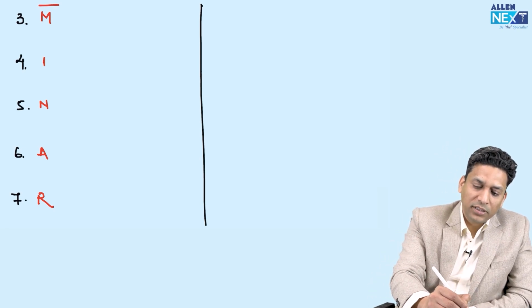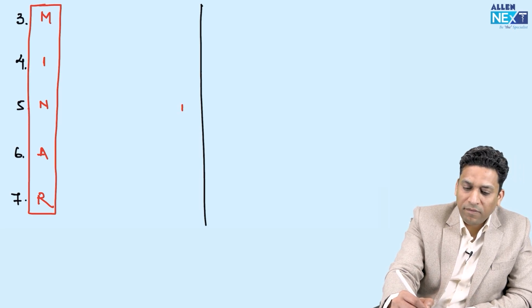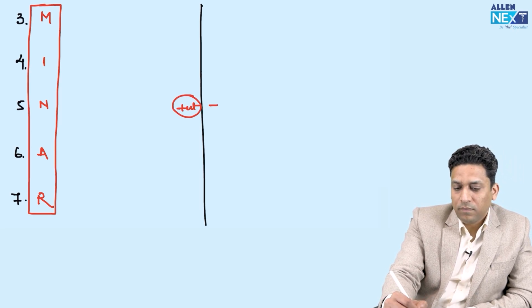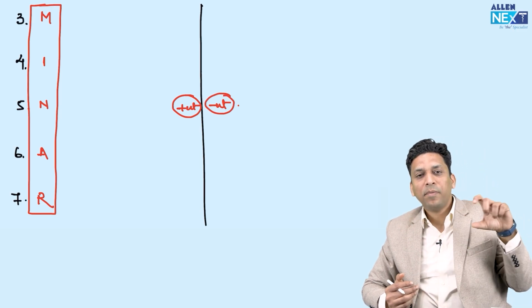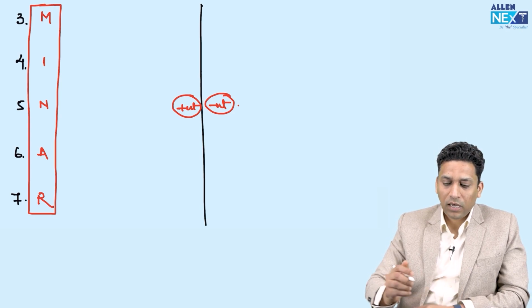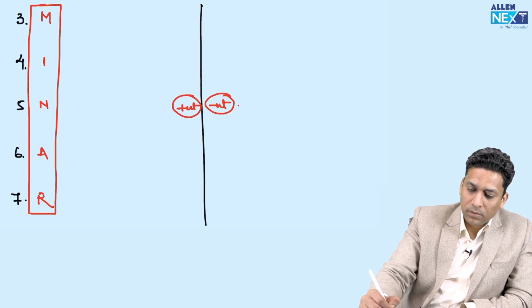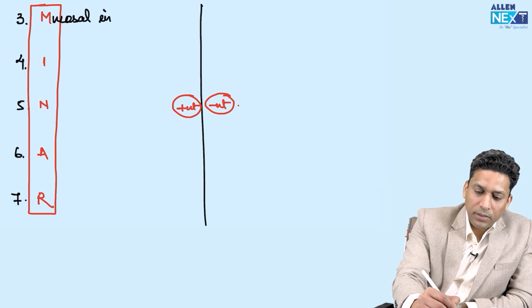So this is the mnemonic, that is Minar is present in pemphigus, while it is absent in pemphigoid. So remember that this is the mnemonic to remember the differences between pemphigus and pemphigoid, and that is Minar is present in pemphigus. What is Minar? Mucosal involvement.